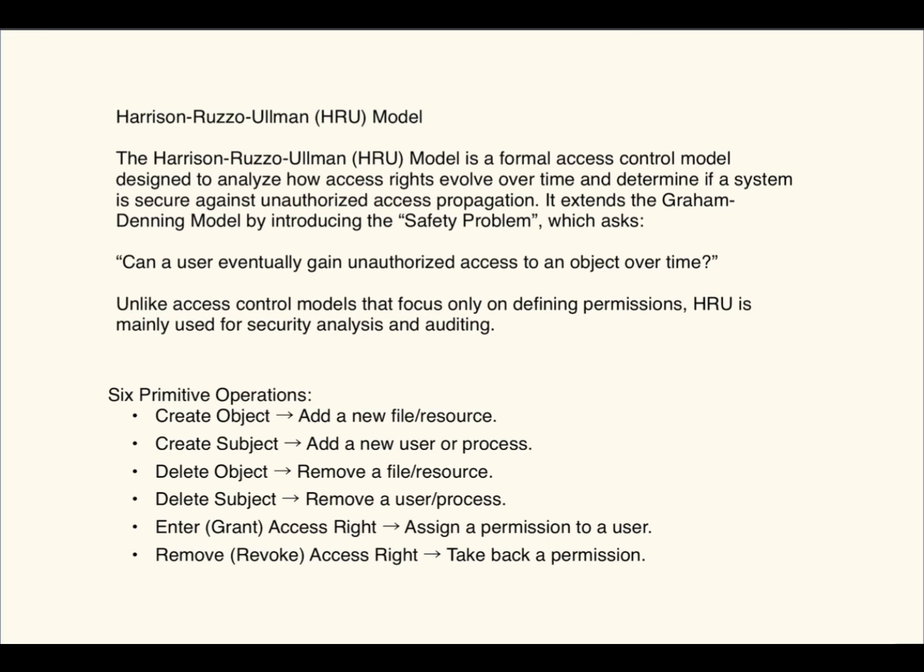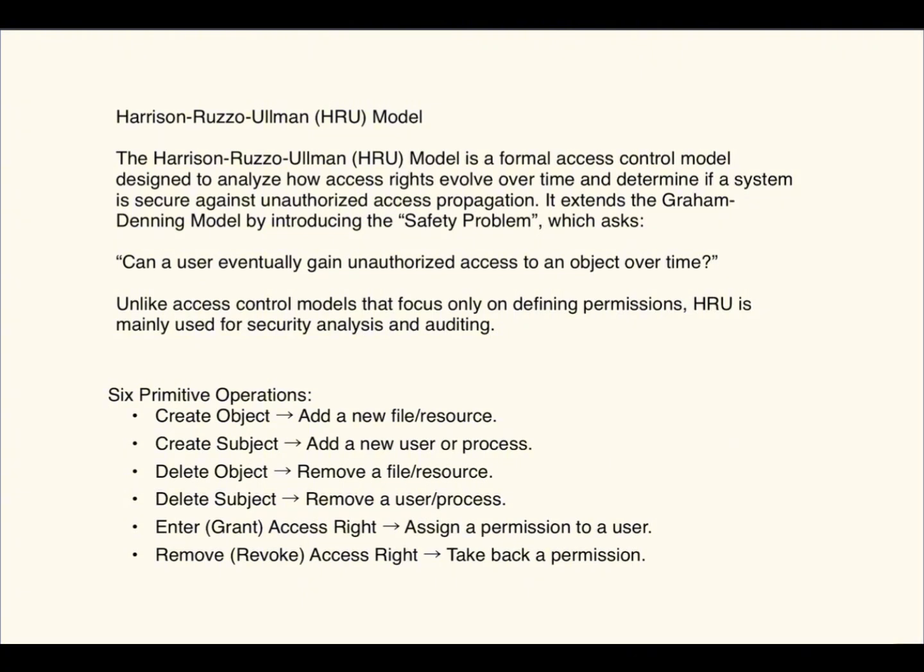This particular model defines six primitive operations: create object, which means add a new file or resource; create subject, add a new user or process, so a subject could be a user or process; delete object, which removes files and resources; delete subject, remove a user or process; enter, grant access right, assign a permission to a user; and revoke access right, take back permission if unauthorized access is there, or if a subject has moved from one department to another and should not have access to that particular object. So that access can be revoked.